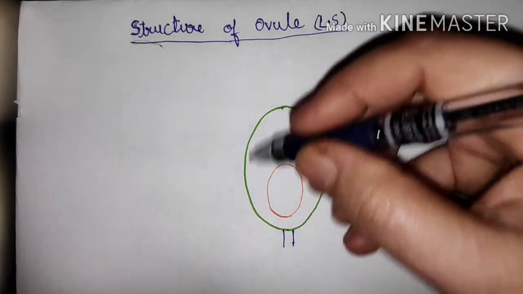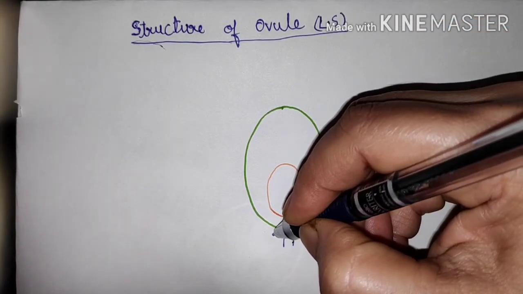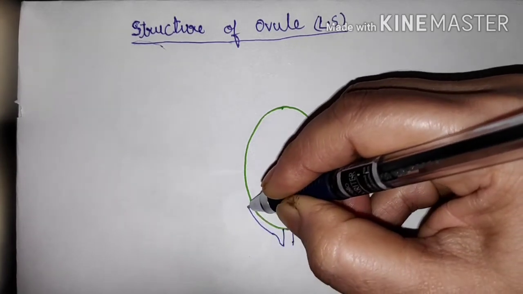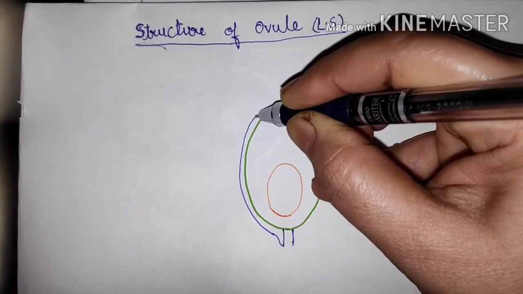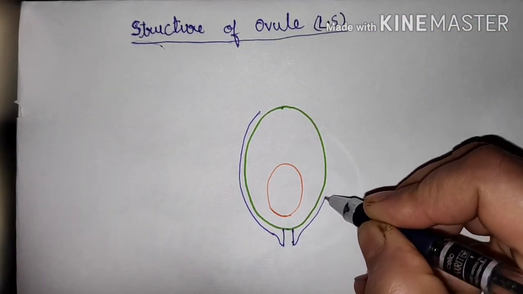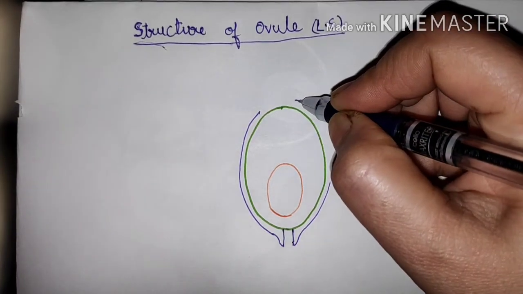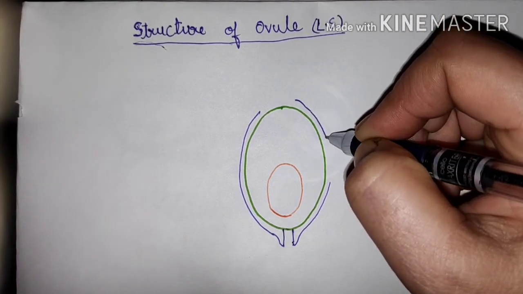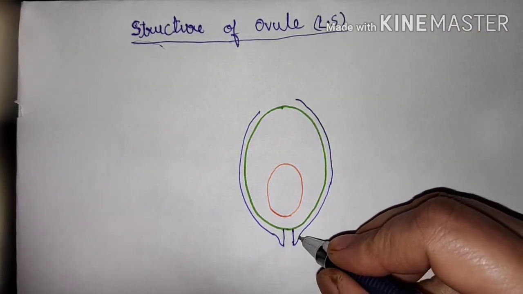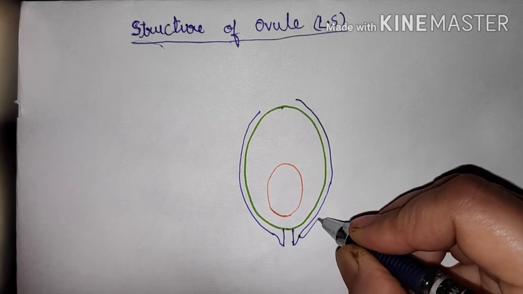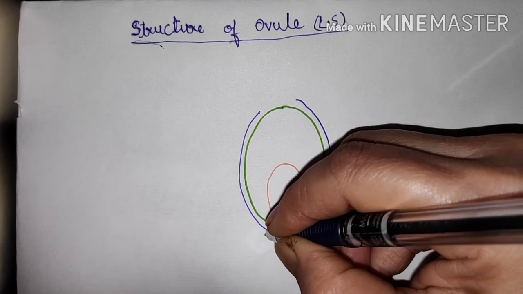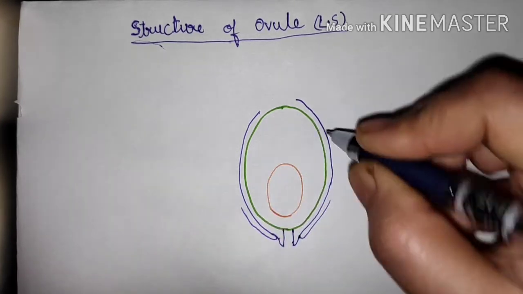Okay, so these are the two micropyle. You have to make it till half the distance here. The inner integument and then the outer integument. Like this.